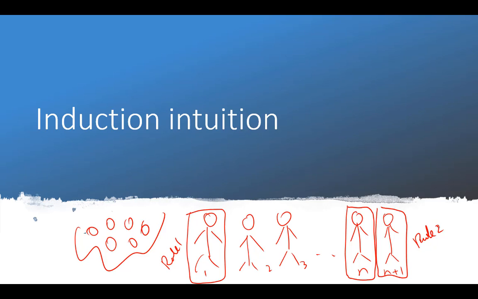It's not hard to reason the following fact. Rule 1 says child 1 gets a candy, therefore child 2 must get a candy. If child 2 gets a candy, then child 3 gets a candy, and so on. Therefore we can show that it's true for any child number, regardless of the number, provided that you have a candy basket that never runs out.